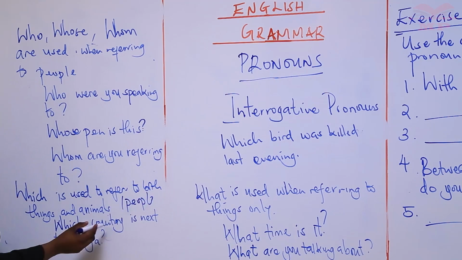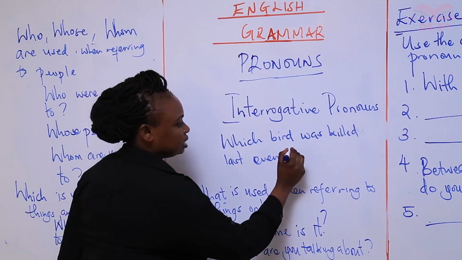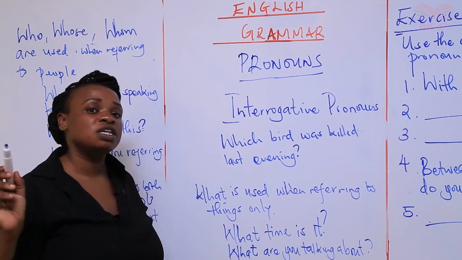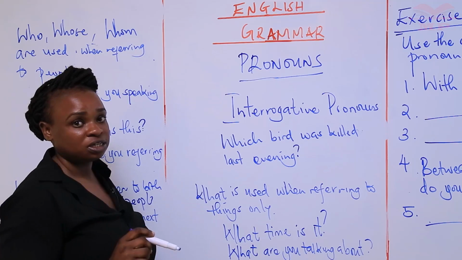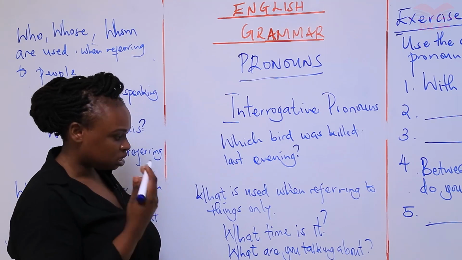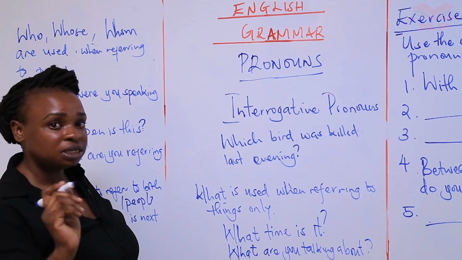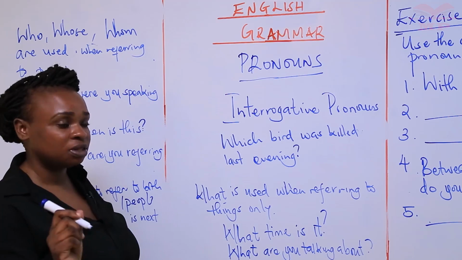Which country is next to Kenya? Which bird was killed last evening? Remember to always put the question mark whenever you give examples of interrogative pronouns. I'll give you one exercise where you're giving us examples using the interrogative pronouns, and you make sure that you put the question mark. Remember, the grammatical rules should apply with every example that you give.